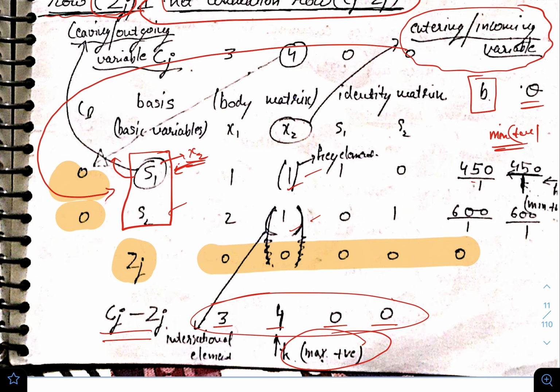Okay. So in the next class we will do the next iteration. First of all, we have seen how I will do the first iteration and how to check the optimality test. Okay. So we will meet in the next class.